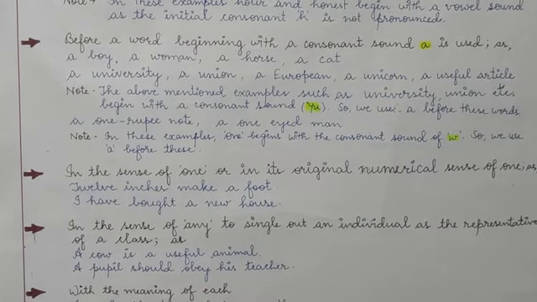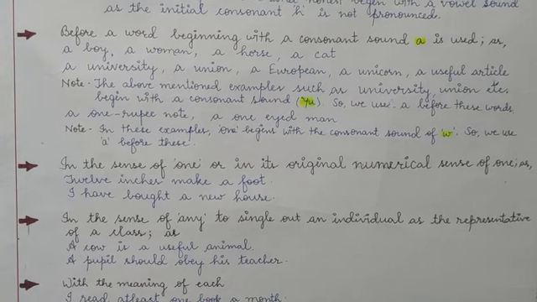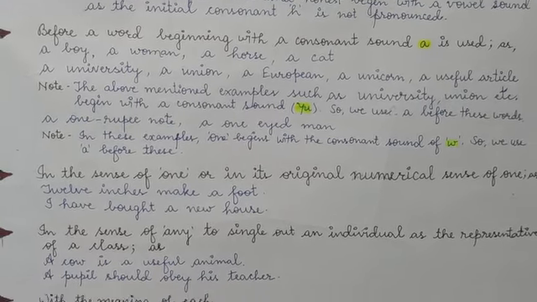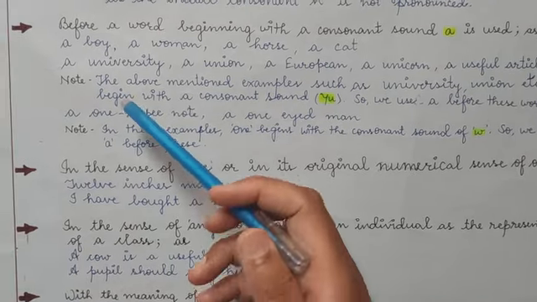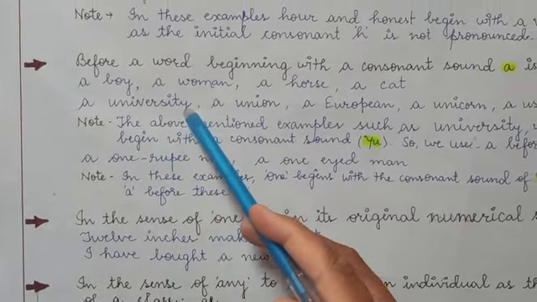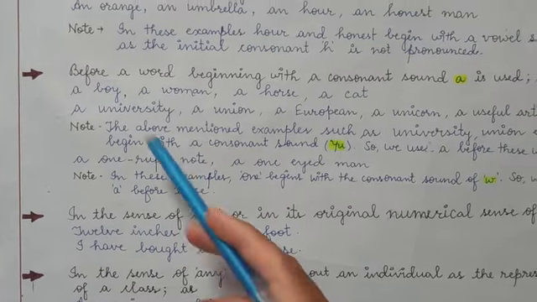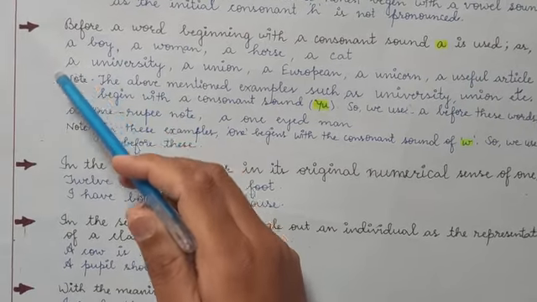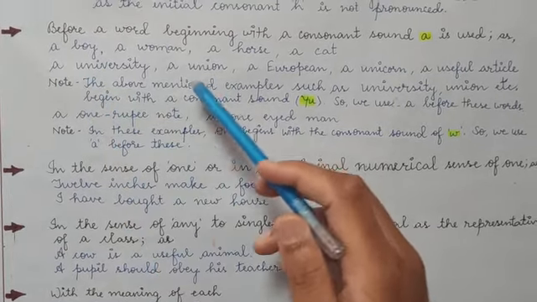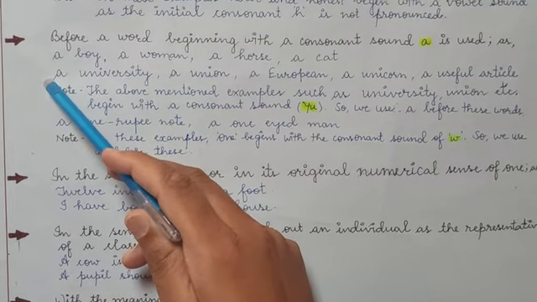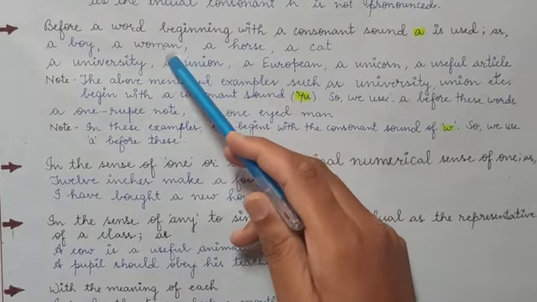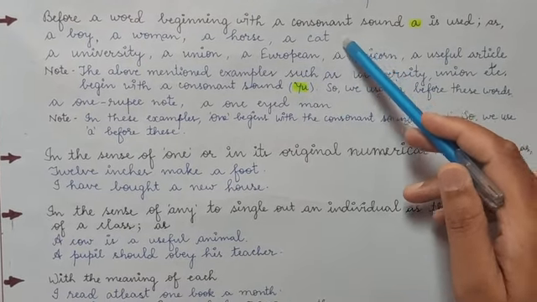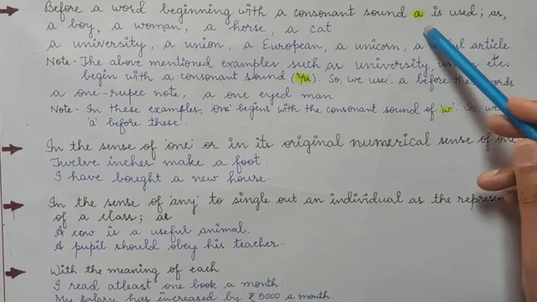Generally people get confused about some words, whether we will use a or an before these words. So here I want to make it clear. The university, what should be used here before this word, a or an? Before this word we will use a. Before university we will use a. Before union we will use a. Before European we will use a. Before unicorn we will use a. Before useful we will use a.